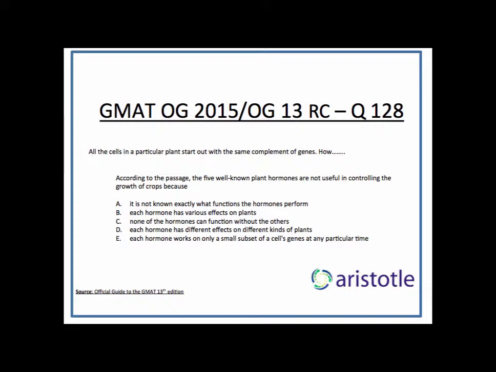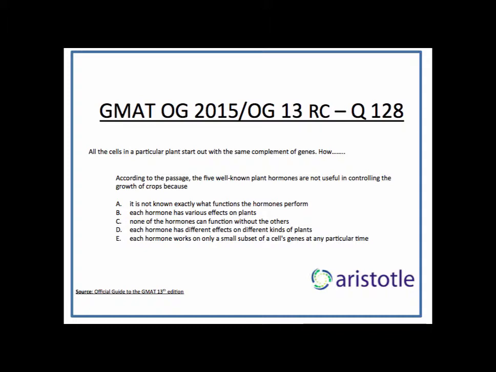The first sentence is always very important. In this case, the first sentence says, all the cells in a particular plant start out with the same complement of genes. How then can these cells differentiate and form structures as different as roots, stems, leaves, and fruits? So the question is, each cell contains the same genes. So how do different cells become different parts of the plant?